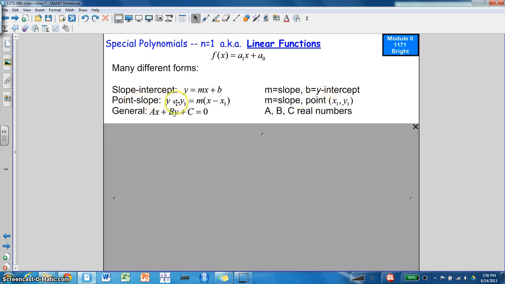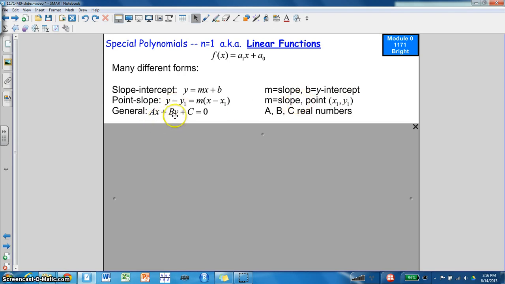Point-slope form: y minus y1 is equal to m times x minus x sub 1. M again is the slope, and x sub 1 and y sub 1 are the point that we're given. These different forms come in handy based on what information you're being given. If you're given a point and a slope, or similarly 2 points, point-slope is probably the easiest to work with. But if you're given the y-intercept and a slope, certainly work with slope-intercept form.